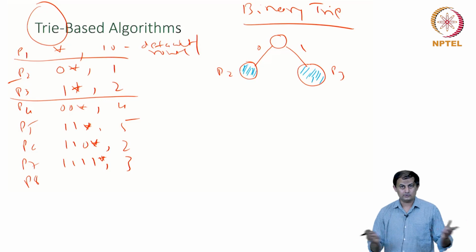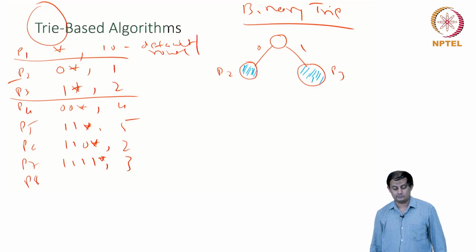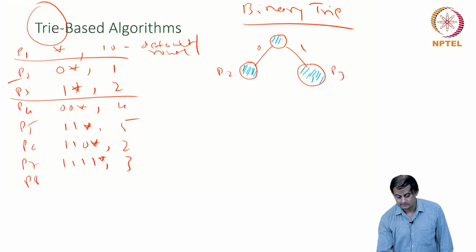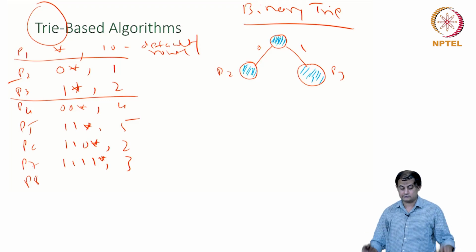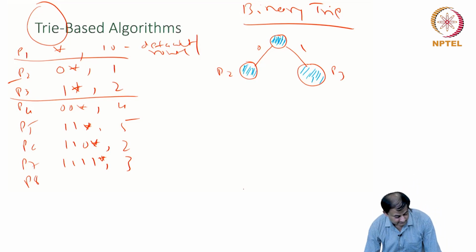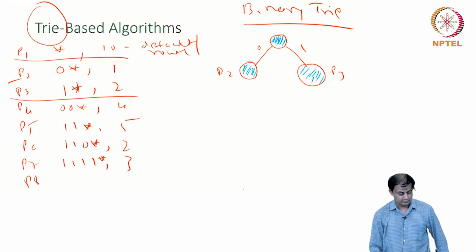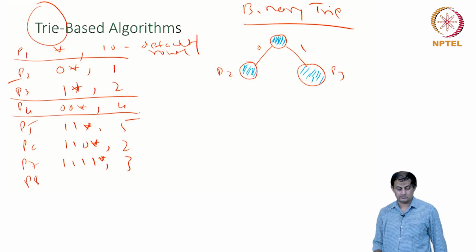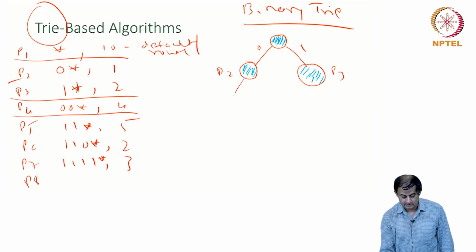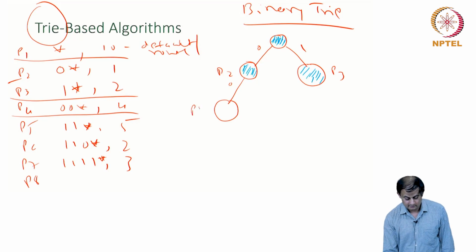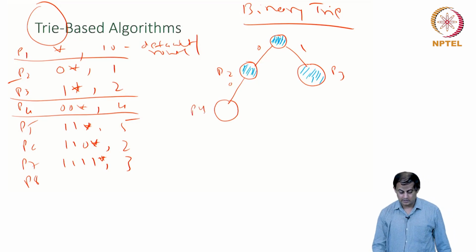Similarly, for star, you do not have to read any bits of the IP address to match, and that is identified by marking the root node itself. No matter what the IP address is, you should match that. I continue doing this, taking the other prefixes and adding the entries. For example, the 4th prefix is saying 00 star, and I already have the prefix 0, and we have come to the node P2. To accommodate one more 0, I am going to have a left node to this one. This is my P4, and P5 is saying 1 followed by 1.